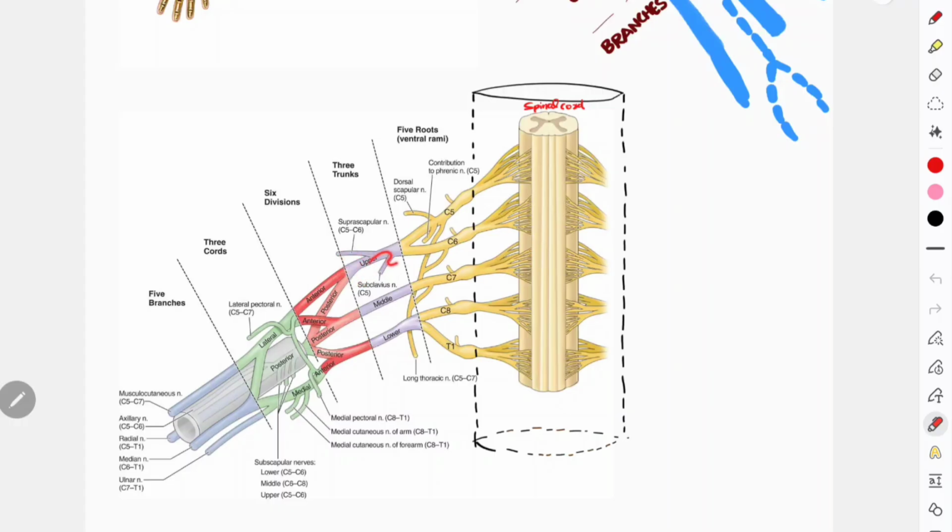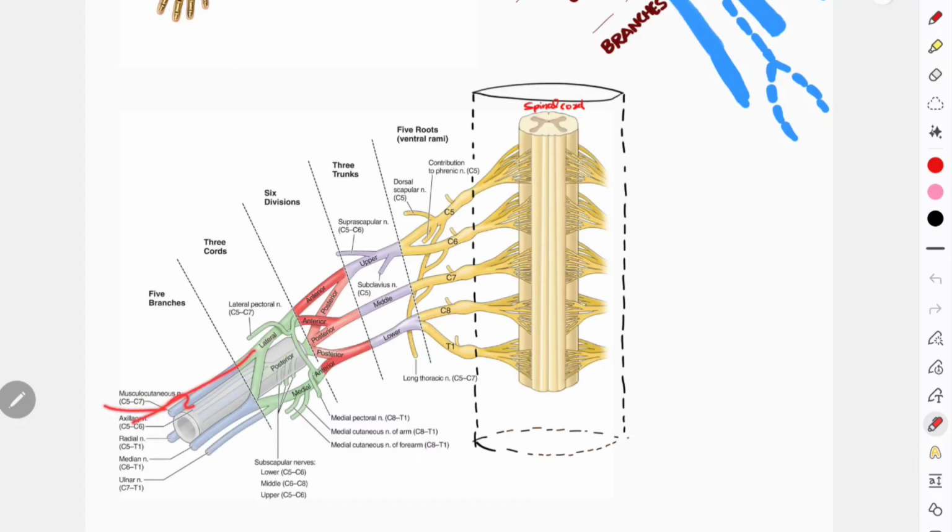See, the anterior division of the upper trunk and the anterior division of the middle trunk unite to form the lateral cord. The posterior divisions of the upper trunk, the middle trunk and also the lower trunk, three in all, unite to form the posterior cord, which is behind the axillary sheath. The anterior division of the lower trunk alone forms the medial cord, and these cords further form 5 branches. They travel along the upper limb and innervate.